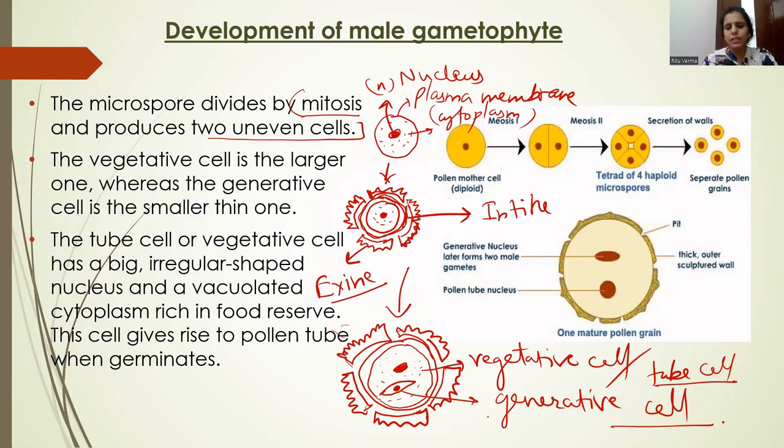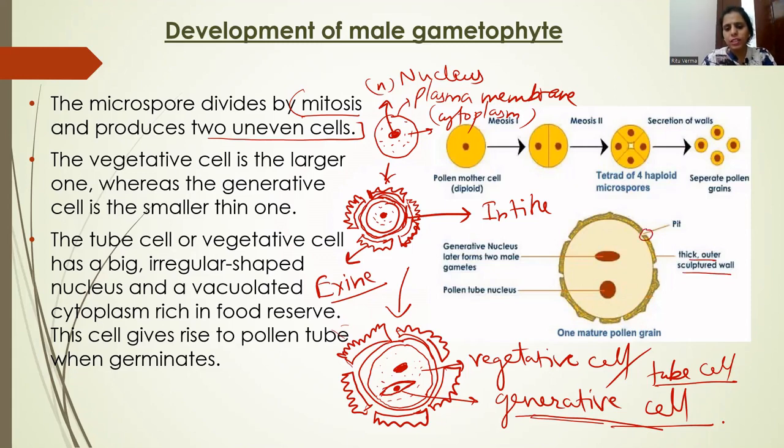The second type of cell, the small and spindle shaped cell, is known as the generative cell. It is called the generative cell because the cell will produce male gametes. You can see here in this picture, this thick outer sculptured wall is present, and in between it has a pit.